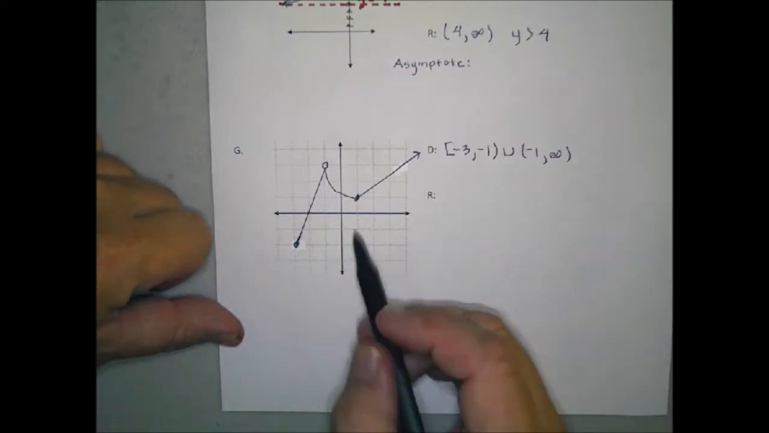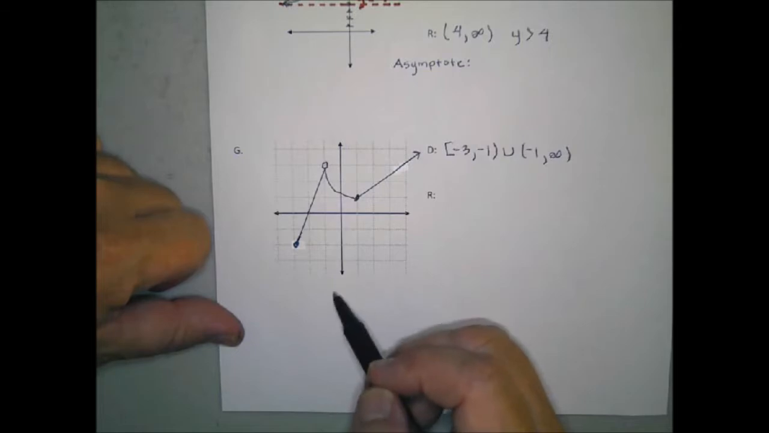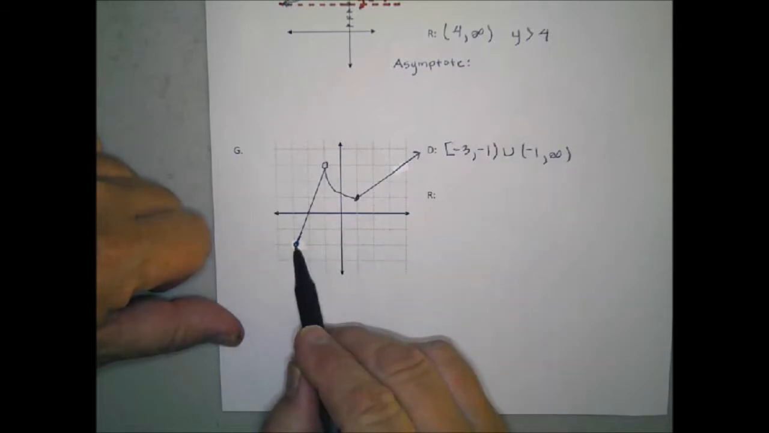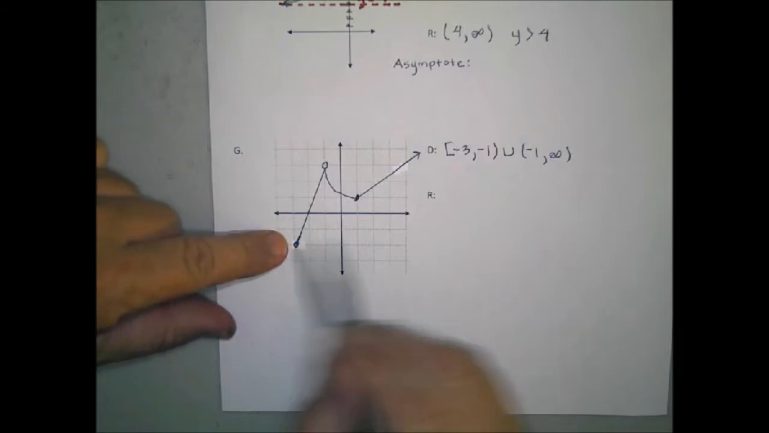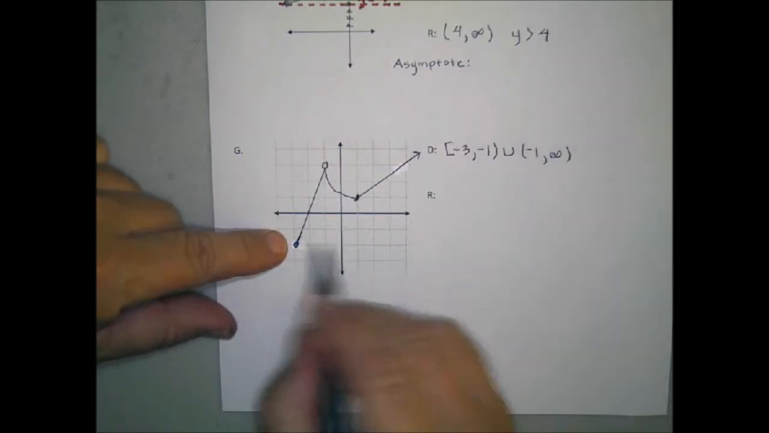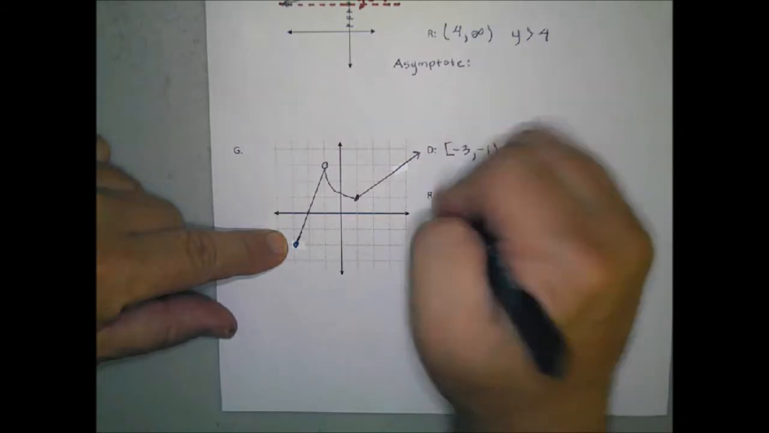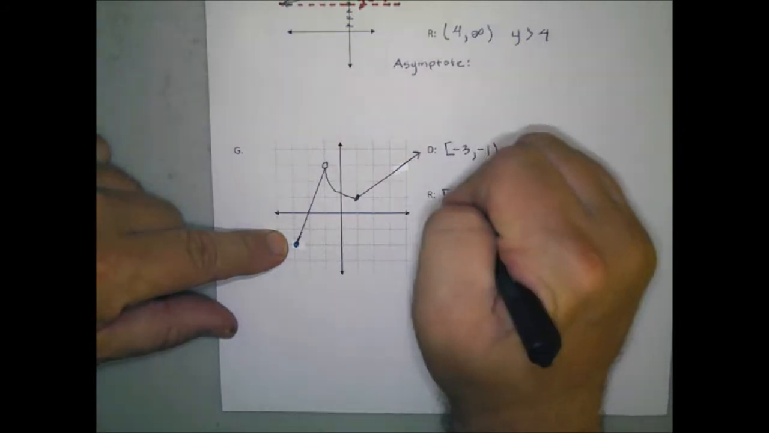Now the range. The range of this graph, we think low to high. What's the lowest point on this graph? Well, the lowest point on this graph is right here at -2. And yes, we do use -2.